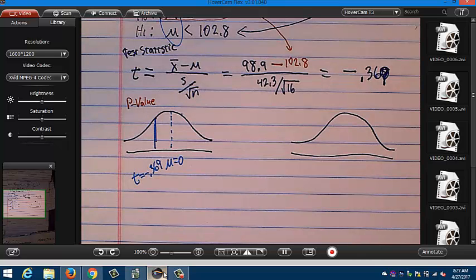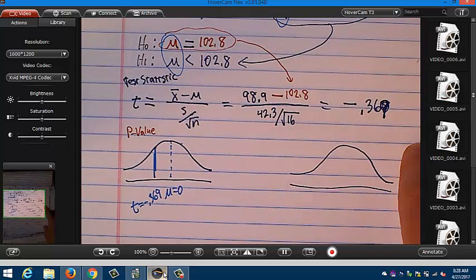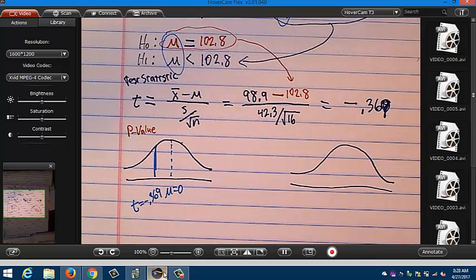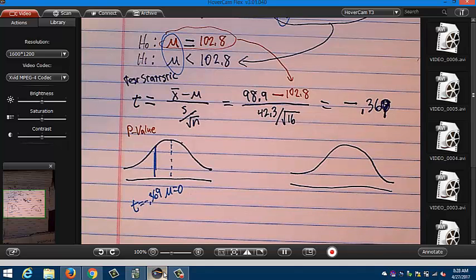Now, when I say I'm going to compute the p-value, remember the p-value is a probability. Probability of being at least that extreme if the mean is really 102.8. Right? Because if the mean's 102.8, this is a picture of what it looks like. It's a t distribution. And so, what am I saying? Guys, how big of a sample did we take? We took a sample of 16, and we got that the sample mean was what? 98.9.